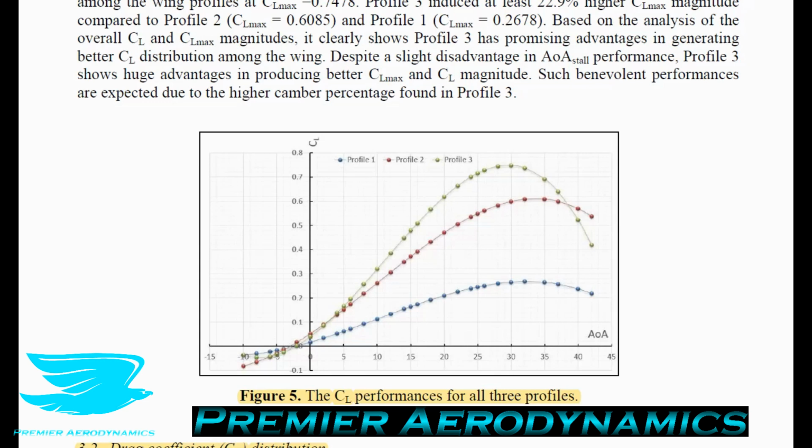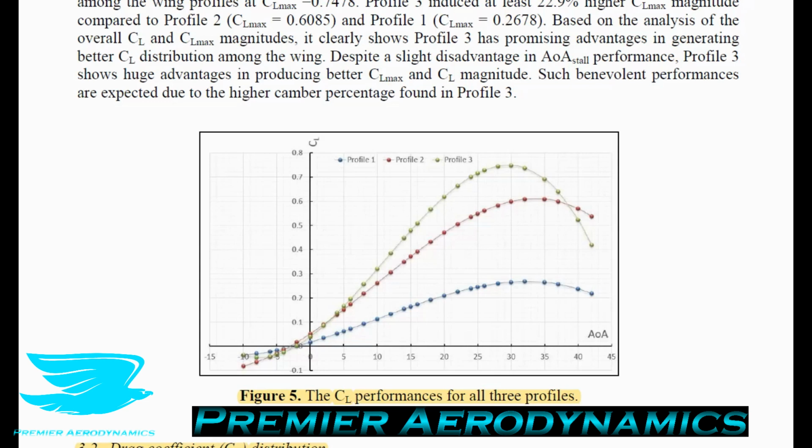While Profile 1 produced the lowest lift coefficient among the wing profiles, with on average only about half the lift coefficient of Profile 2. So that's interesting, even though Profile 1 had about half the camber of Profile 2, and that effectively corresponded to half the lift. Profile 3, though, had twice as much camber as Profile 2, but it didn't produce twice as much lift. It was only about 20%, so we're starting to get to the saturation point.